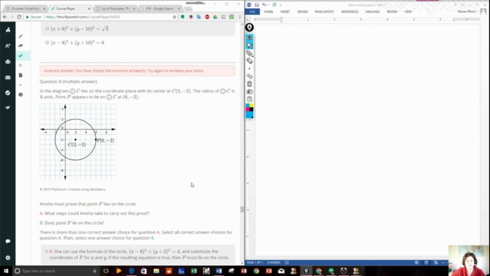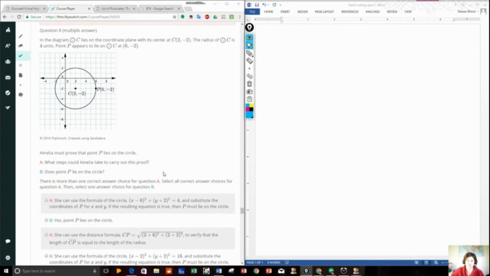Okay, so we just stepped through 2 of these proofs, so we should know. One, you find the distance between the center and the assumed point you want to check. And then you compare that distance to the radius. So let's see what steps Amelia could take. She can use the formula of the circle, x minus 6 squared plus y plus 2 squared equals 4. No, because she's not using the center points here.